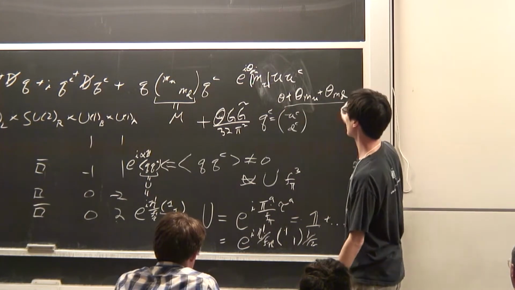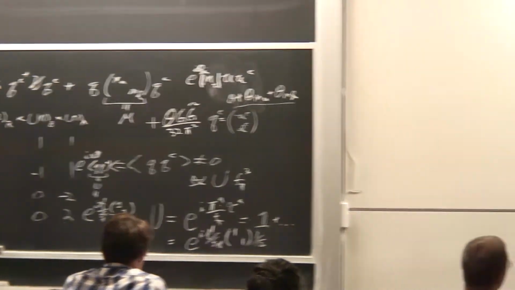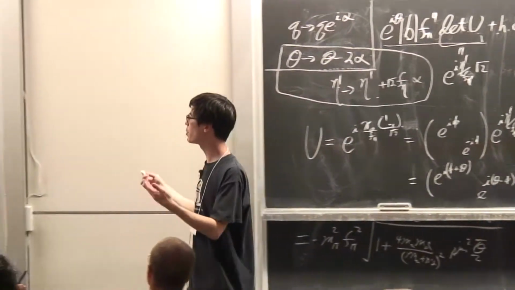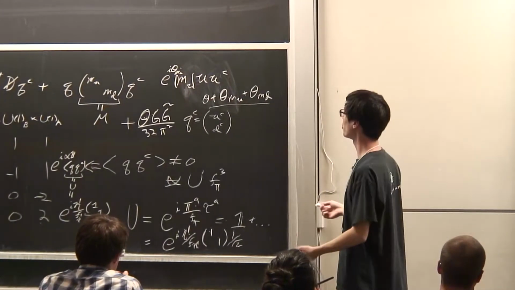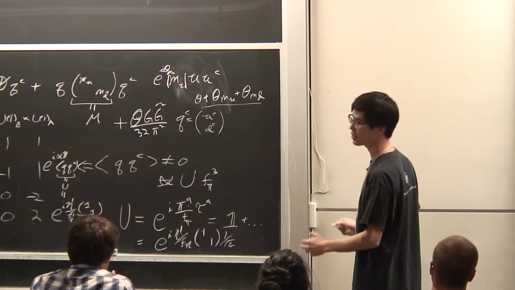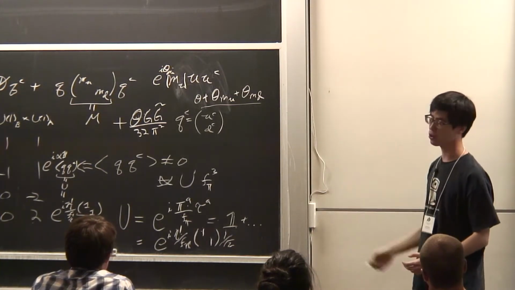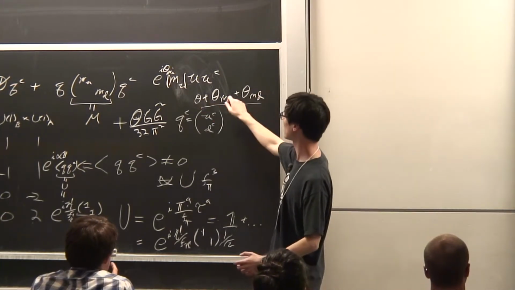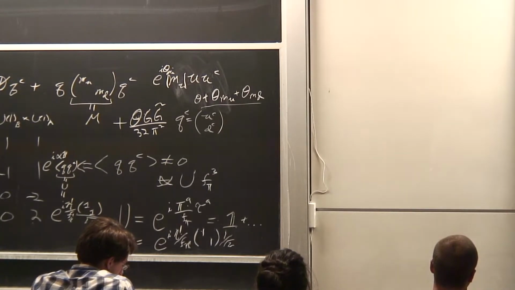And so you can see that I could have done everything just by using field redefinitions to rotate all angles into a single angle at the very beginning. But it's amusing and instructive, to make sure you got everything correct, to keep all the theta angles completely separate and then just at the end discover that your physical quantities only depend on this combination. Any single one by itself is unphysical because I could set it to 0 by a field redefinition.